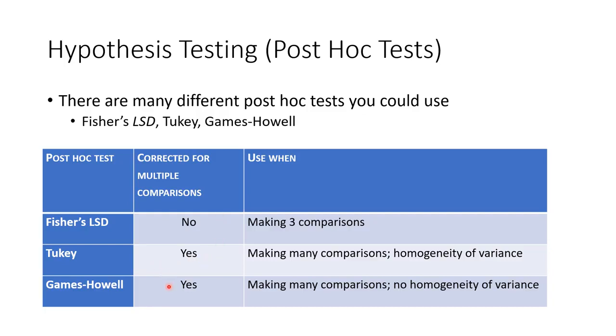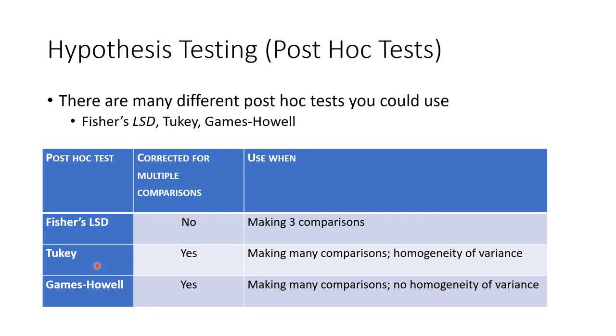Both Tukey and Games-Howell do that. The only thing that makes these two different from each other is that Tukey assumes homogeneity of variance, and the Games-Howell does not. To summarize this, if you're doing post hoc tests, Fisher's LSD is always going to give you a smaller p-value than, say, a Tukey or a Games-Howell, because it's not making a correction for multiple comparisons. The corrections that these two make are by increasing the p-value.